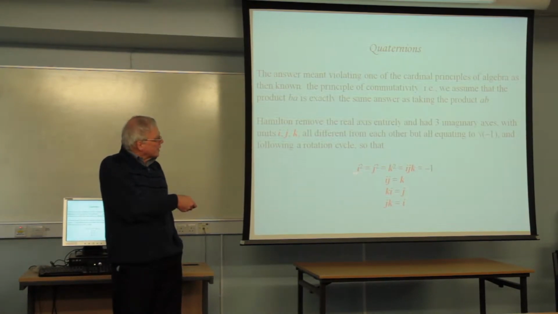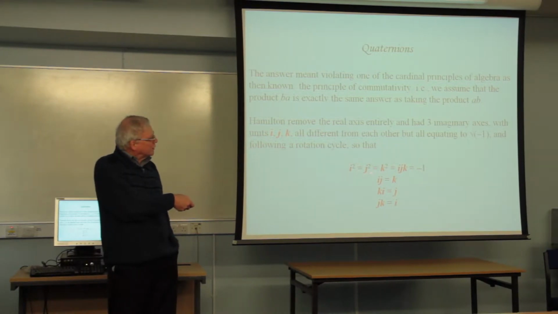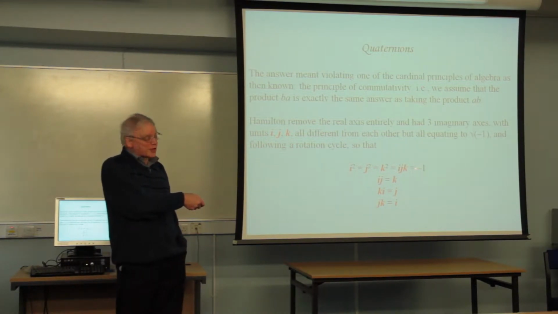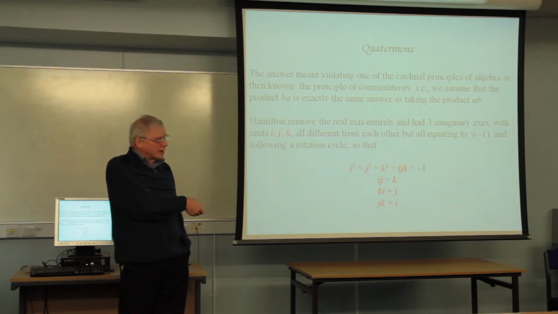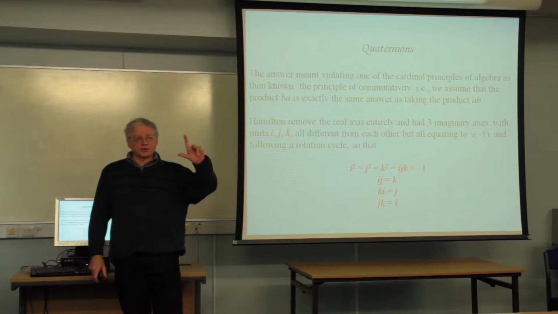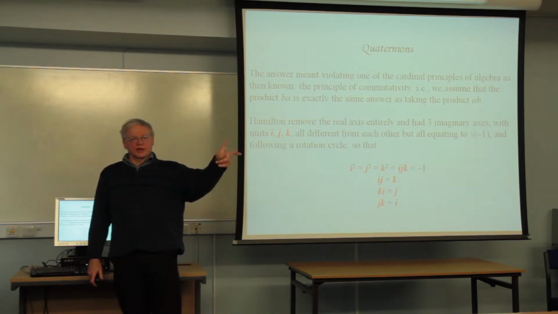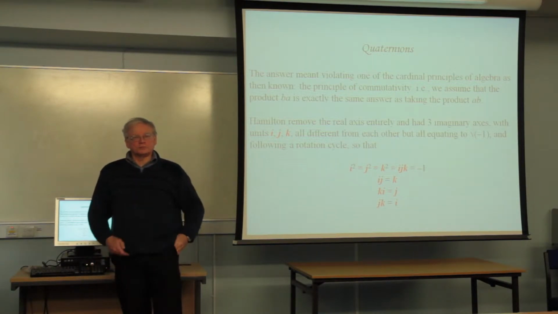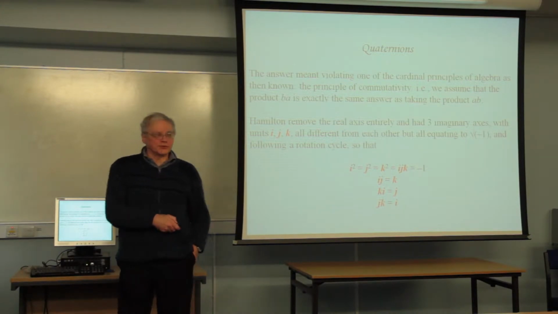So his basic algebra was that I squared equals J squared equals K squared equals IJK equals minus 1, IJ equals K, KI equals J, and JK equals I. So if you made the three imaginary axes cyclic, then you could do it. They would all be on the same basis then.